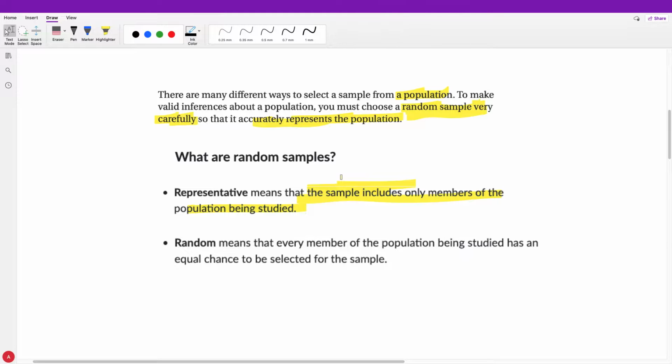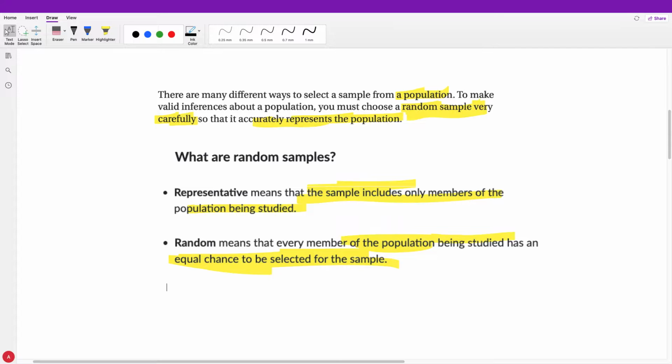It doesn't matter to me what a student at the Australian school thinks, because that's not part of our school. Whether they hate or love math makes no difference, or I can't use that to then talk about our school. So the sample needs to be representative of the population and it needs to be random, meaning that every member of the population being studied has an equal chance to be selected for the sample. We need to make sure that it's representative and also that they are equally likely to be chosen. It needs to be at random.